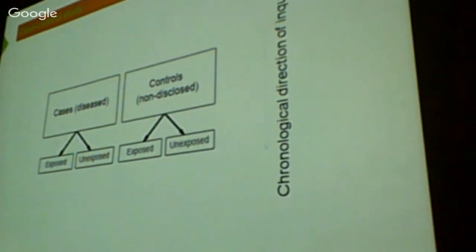So there are a variety of ways of organizing an observational study. The first kind is what we call a case control study, and it looks like this. We begin with the people who have a disease we care about, and we have some people who don't have the disease we care about, and we look back in time to see whether or not they were exposed to the thing we care about.